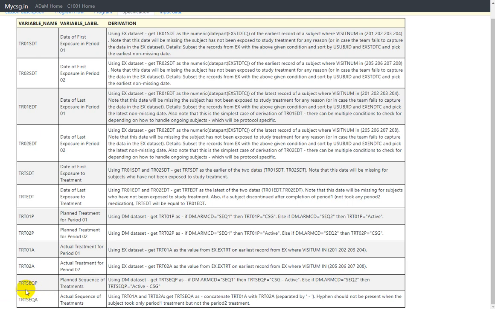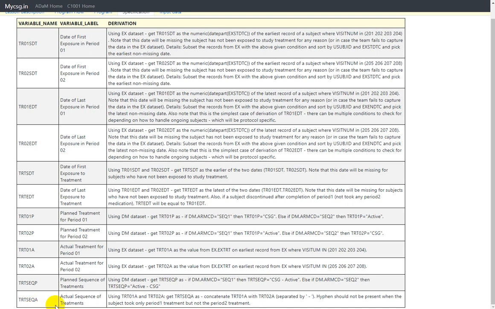So let us take a look at the derivation of these two subject level variables, which are TRTSEQP and TRTSEQA. For TRTSEQP, the derivation says using the DM dataset, get TRTSEQP as: if dm.armcd is equal to SEQ1, then populate TRTSEQP as CSG hyphen active. Else, if dm.armcd is equal to SEQ2, then TRTSEQP is equal to active hyphen CSG. Which means the subjects who are assigned to ARM1, or the SEQ1 ARMCD, will take CSG first followed by active. Similarly, subjects who are assigned to SEQ2 ARMCD will receive active first followed by CSG.